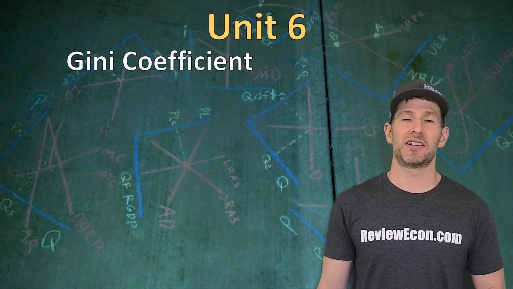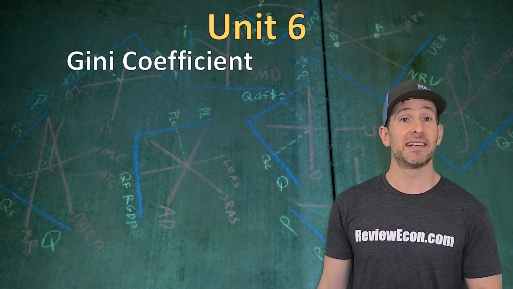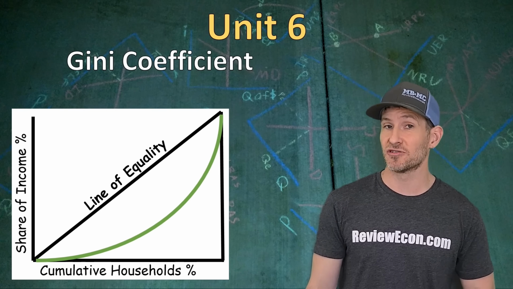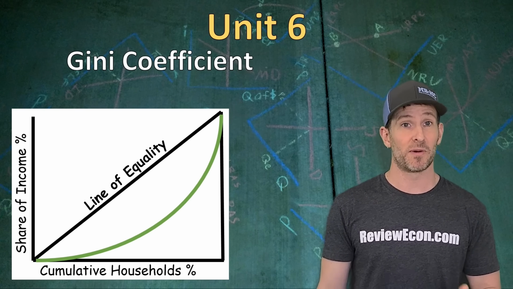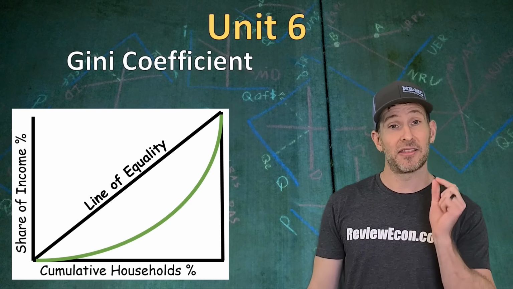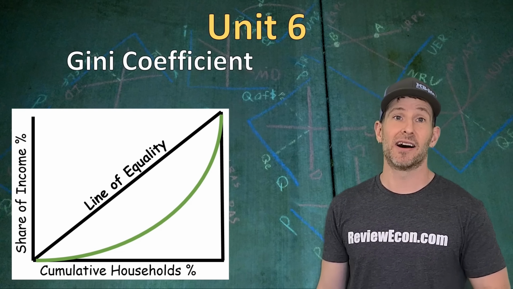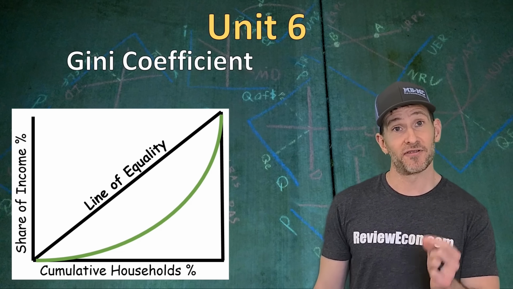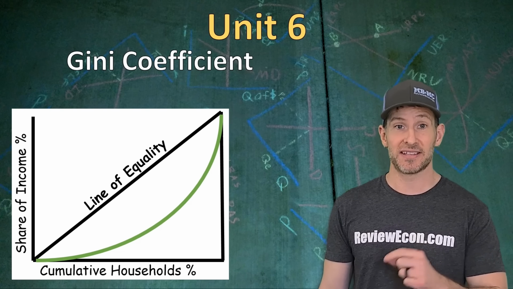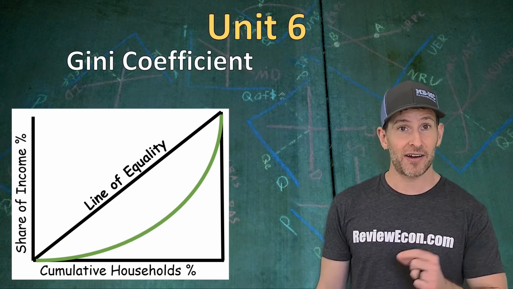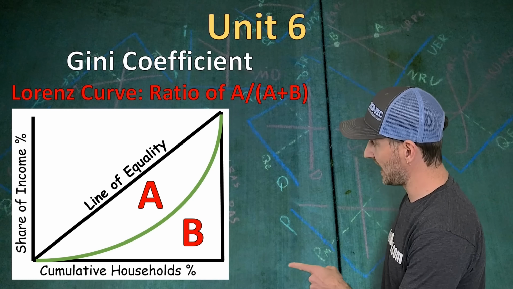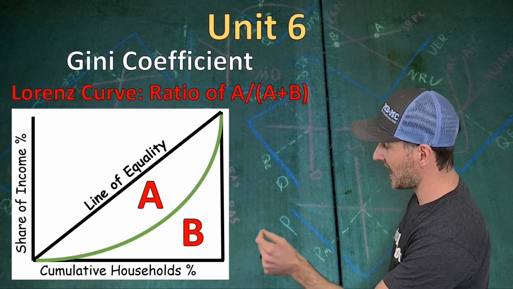The last bit of math you need to know on your AP Microeconomics exam is the Gini coefficient. The Gini coefficient comes from the Lorenz curve. The Lorenz curve shows us the distribution of income within an economy. The line of equality is that 45-degree angle line right there, and the green line is our line of actual income distribution. The further the income distribution is from that line of equality, the more unequal this income distribution is. The values on this graph can give us a Gini coefficient if we take the area of A and divide it by the area of A plus B.